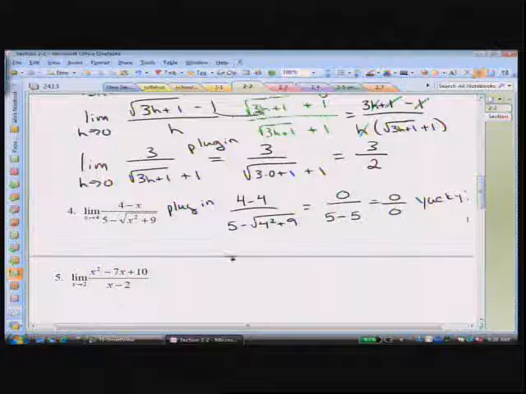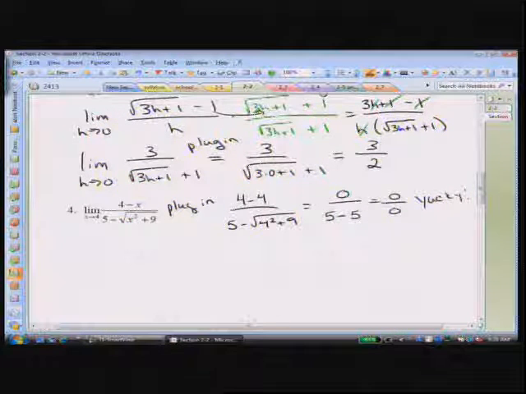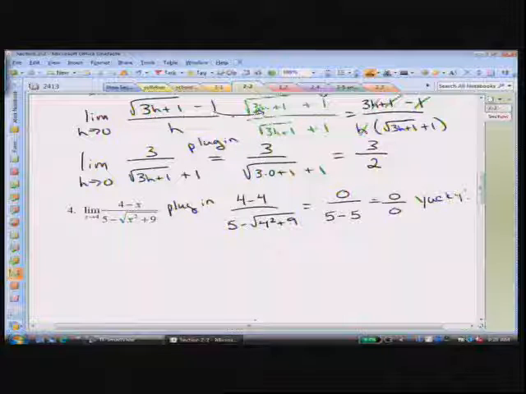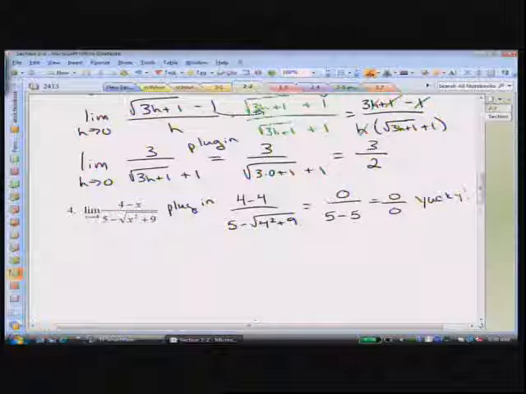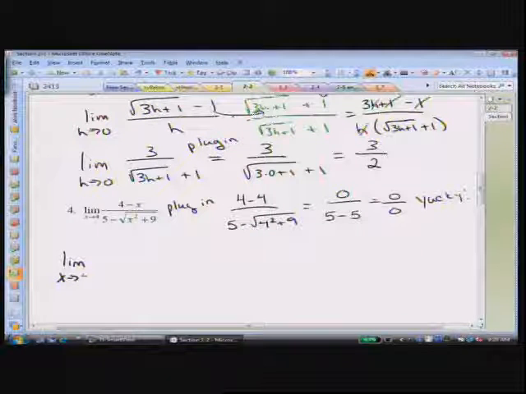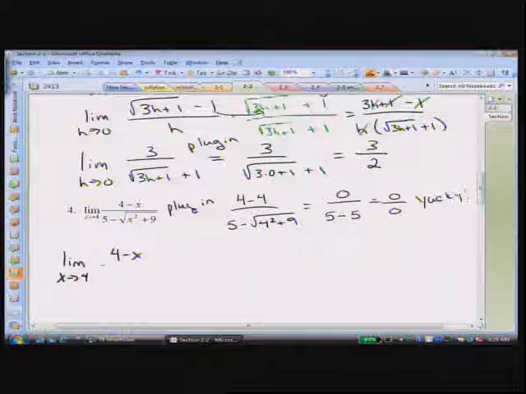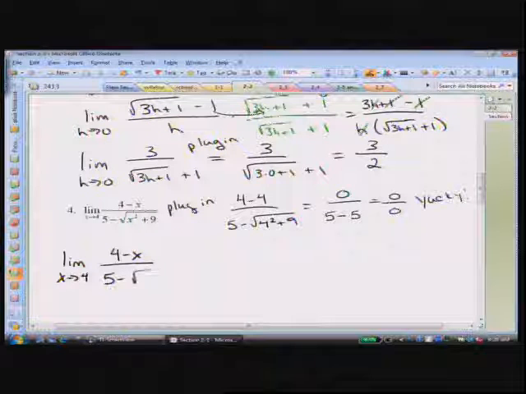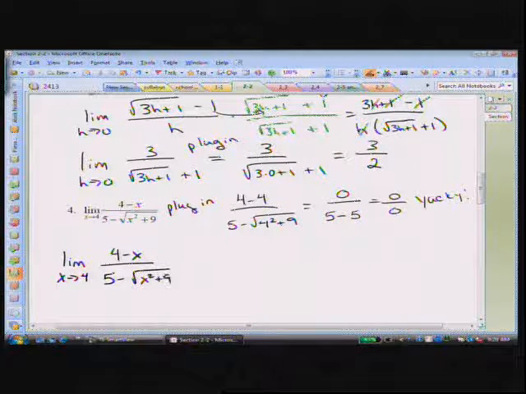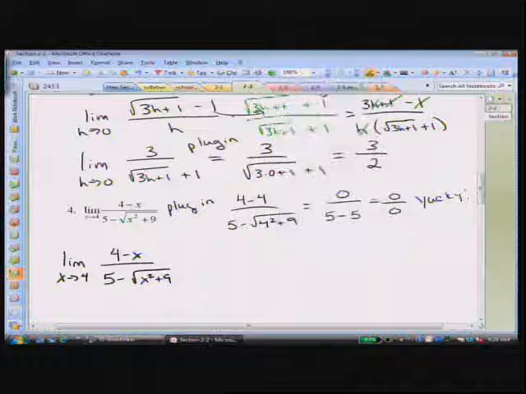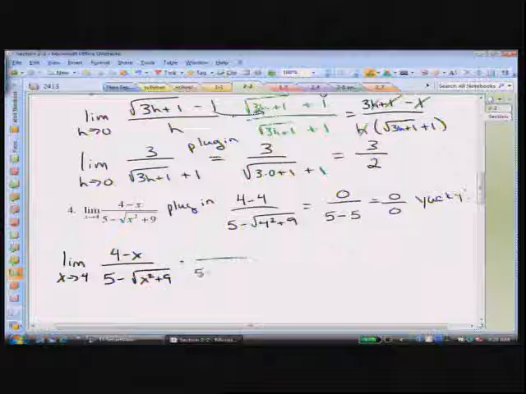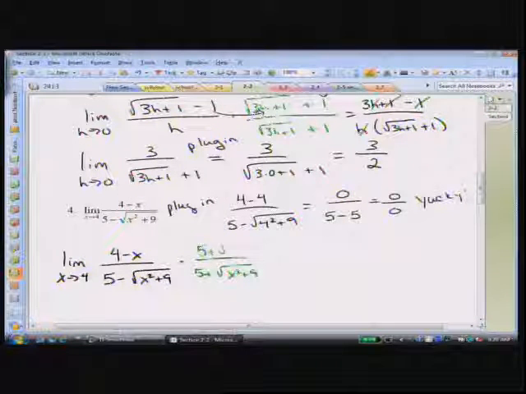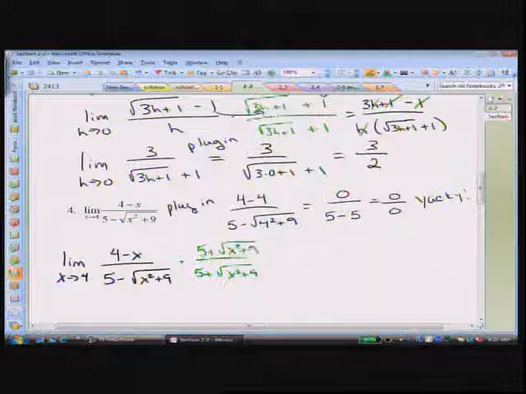So I will use the same technique that I used in the last example, except what do you think I will multiply top and bottom by on this one? 5 plus the square root. Yeah. The conjugate here is going to be in the denominator. It's the denominator that I'm going to try and eliminate. So I will multiply top and bottom by 5 plus the square root of x squared plus 9.